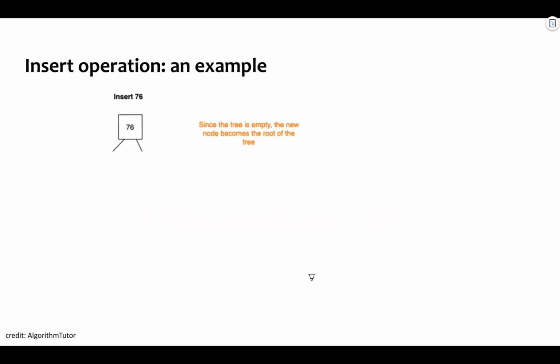All right, I'm going to show you an example. Let's say we want to insert 76 into an empty 2, 3, 4 tree. And because the tree is empty at first, the new node becomes the root of the tree. So inserting for the first time is very simple. We just make a new 2 node, that's all.